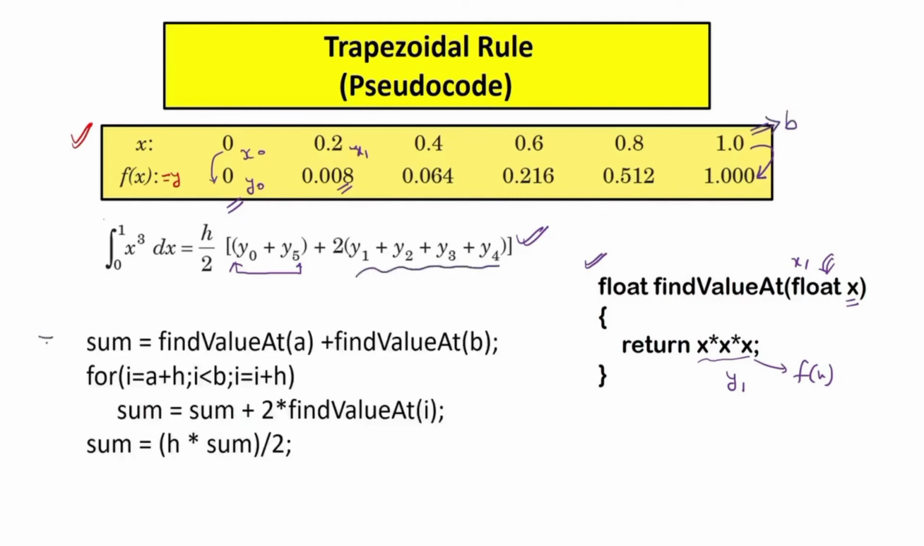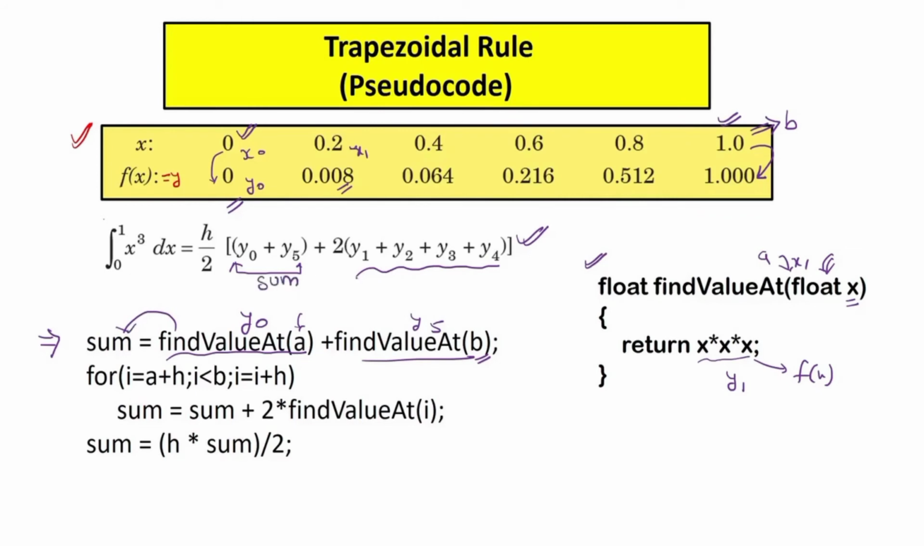So I will be writing this code. What is this code? This is actually the sum of two values. Find value at a, so this is actually your y0. You will be given in the question a as 0 and b as 1, as we have seen in our example. At the a point we will find this answer, and similarly we will find the value of the function at b. This will give me y5 in our given question. So this addition of y0 plus y5 we have calculated and stored inside this sum variable.